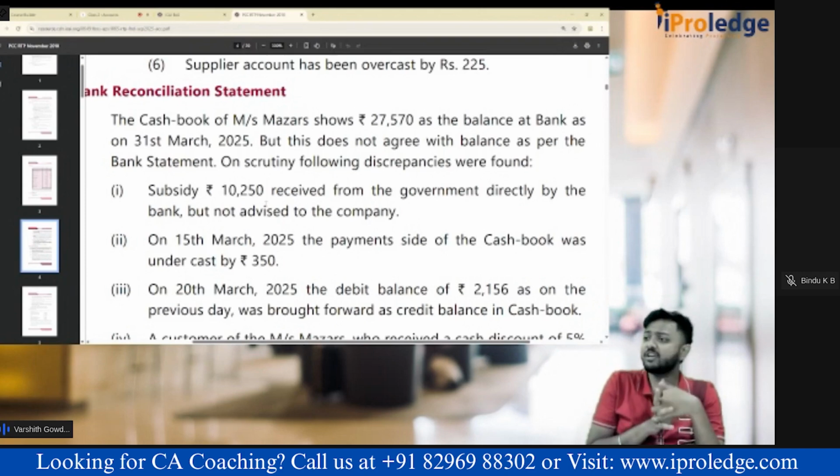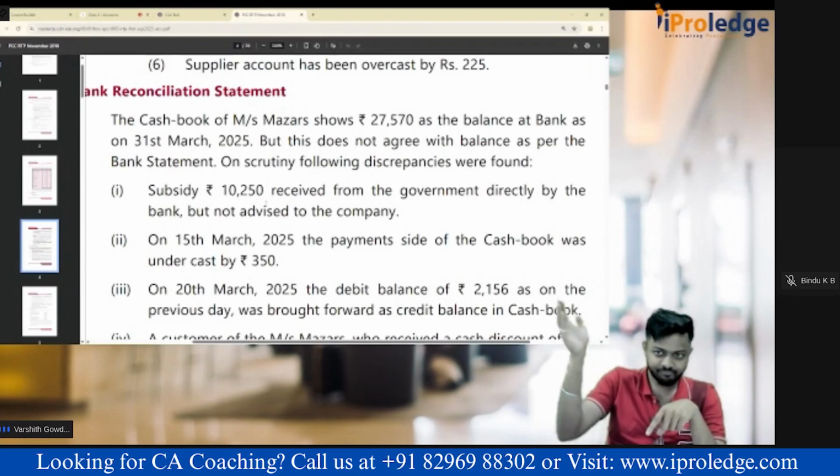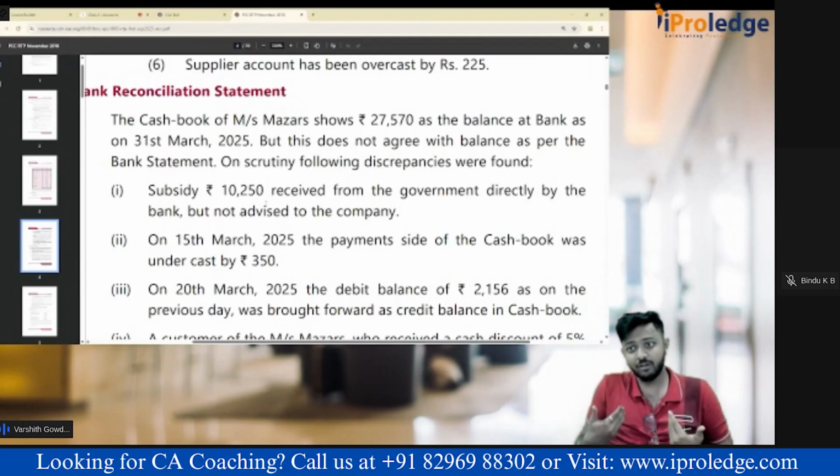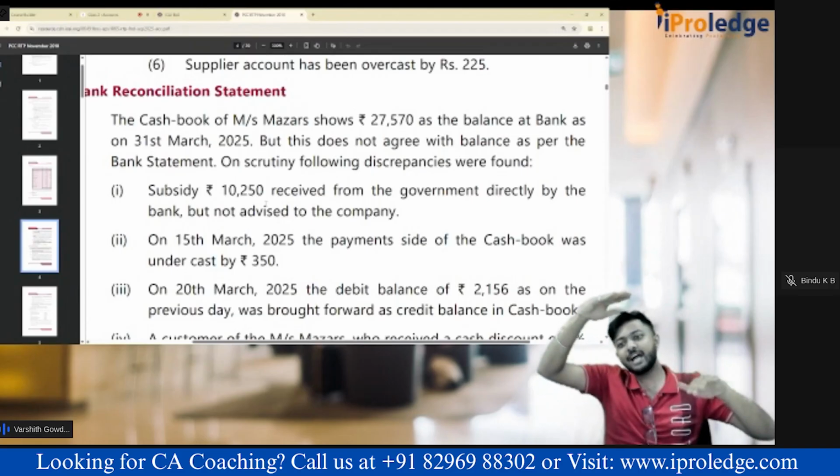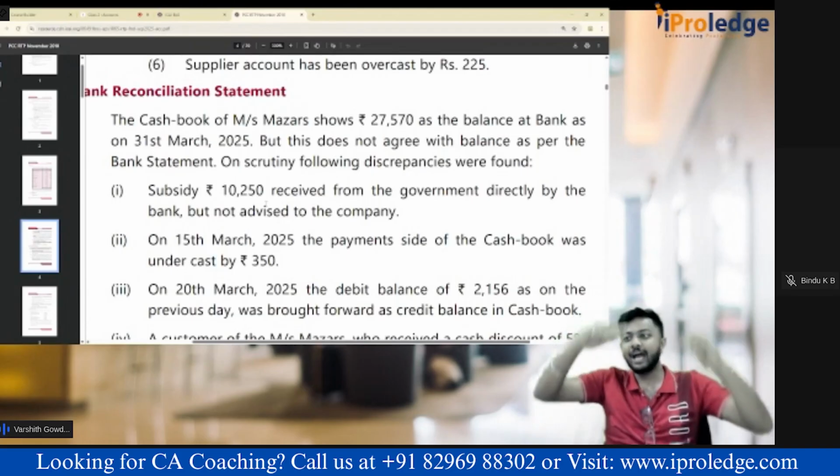So the first difference. Subsidy of 10,250 received from the government directly by the bank, but not advised to the company. See, whenever they use the word advice, it means advised and intimated. Subsidy is like a grant given by the government, but they have not told me. So money has directly come to the bank. I have not recorded it. So the passbook is more, your cash book is less. We are doing BRS from the cash book angle, so we have to add 10,250.